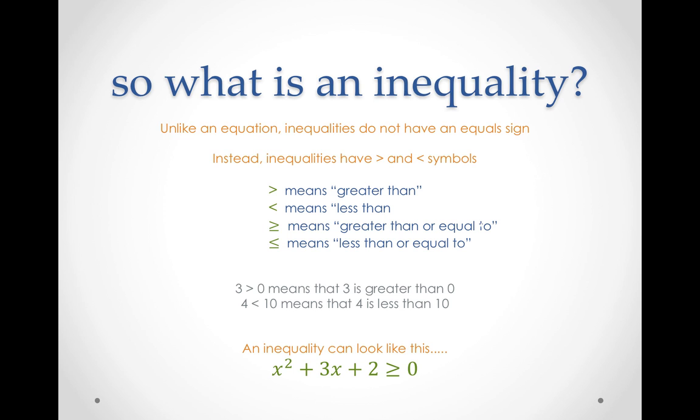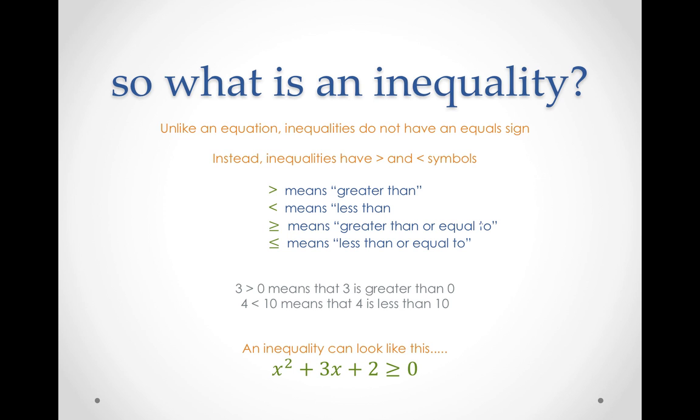So let's go through these symbols again. A simple arrow to the right means greater than. An arrow to the left means less than. And you would have looked at different ways of remembering this. I always remember the less than sign because it looks like a sideways L.